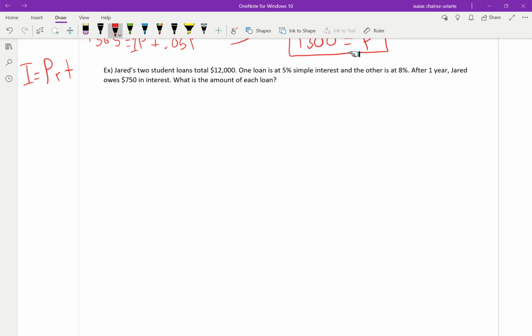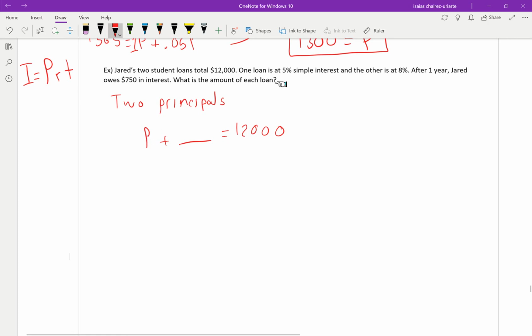Alright, so right now the thing to realize is that there are 2 principals. So he borrowed money from two sources. That's why there are two principals. So I'm going to say something like P plus something else is equal to 12,000. So he borrowed money from something plus something else, and that's equal to 12,000. I could call them P1 and P2, but then I'm going to end up with two variables, and I don't want that. Instead, I want to just use the same variable P.